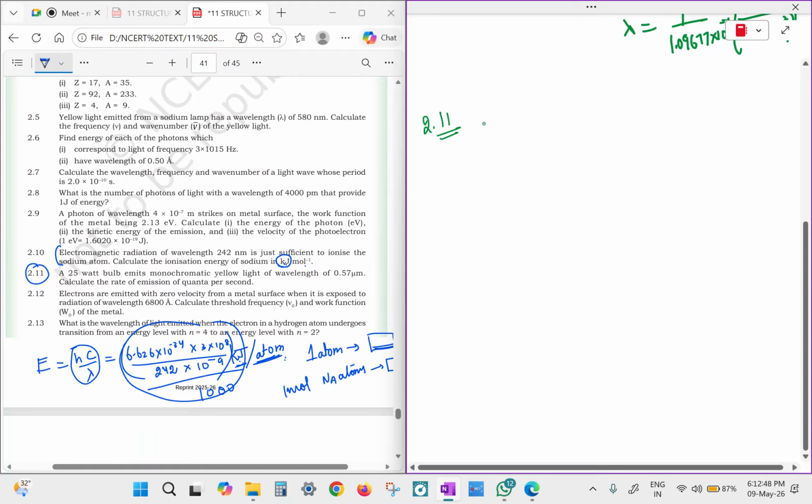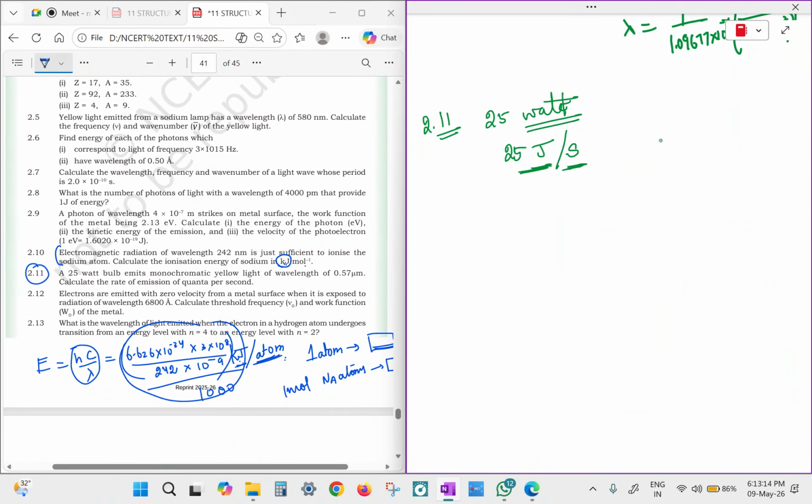Okay. So 2.11. It says 25 watt. What is that? 25 joule per second. Watt is the energy, so much energy per second. So 25 joule is emitted by the monochromatic yellow light per second. Understood? A bulb is emitting 25 watt. A 25 watt bulb. That means it is emitting 25 joules of energy per second. Is it clear?